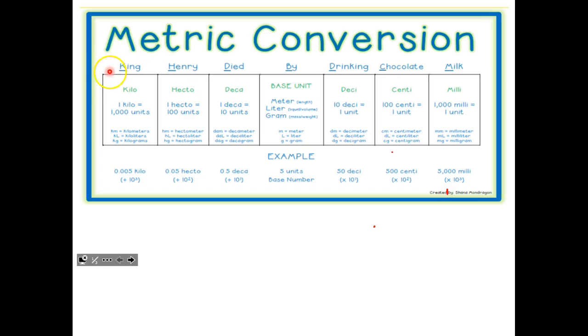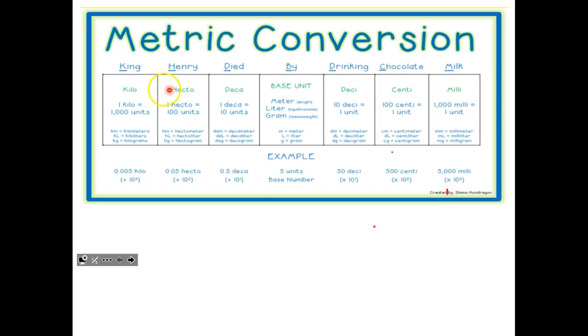So let's start here at the top, king. So the K in king is going to stand for the prefix kilo. A kilo is the largest prefix that I have in this table right here. And a kilo is 1,000 times bigger than a base unit. So you'll notice that I've got the conversion. 1 kilo is going to equal 1,000 base units. So for example, 1 kilometer equals 1,000 meters. 1 kilogram equals 1,000 grams.